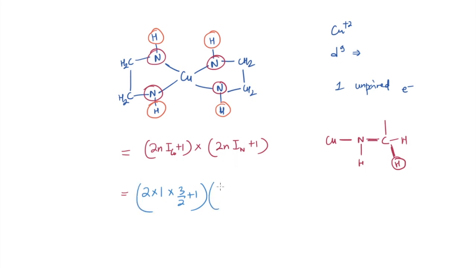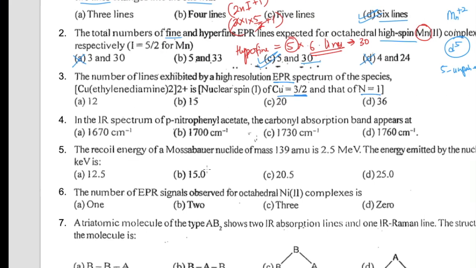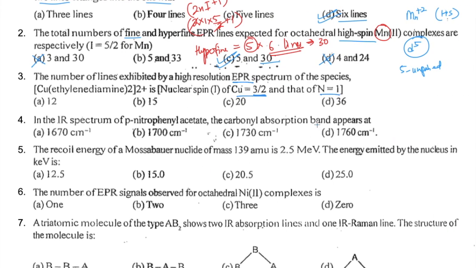The next part is from nitrogen, so it will be 2 into, we have 4 nitrogen and the I value of nitrogen is 1, and plus 1. So when you solve this, you will get 4 for copper, 2 times 4 is 8 plus 1 is 9 for nitrogen. So overall you will get 36 lines. So you will get 36 lines in the case of your particular complex. So answer comes out to be 36 as the correct answer. I hope this is pretty much clear to you.